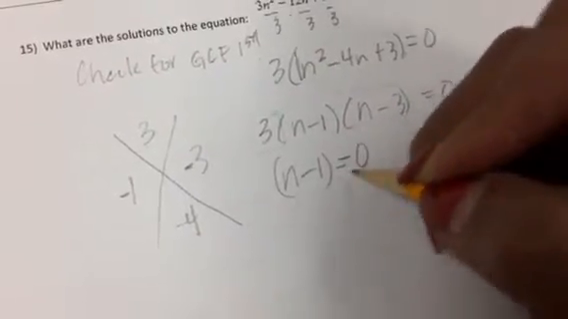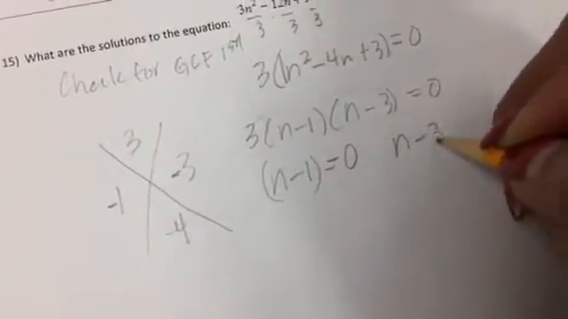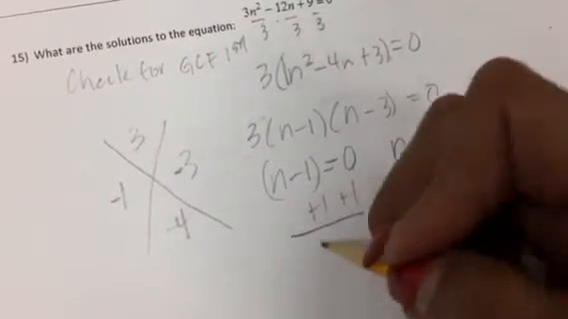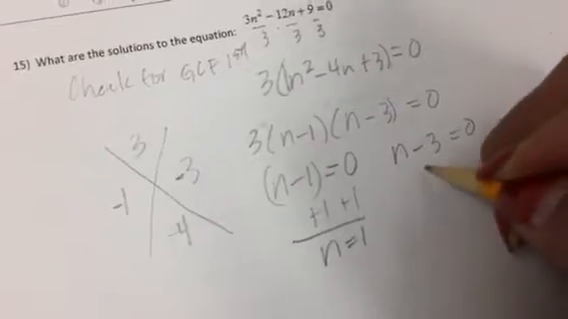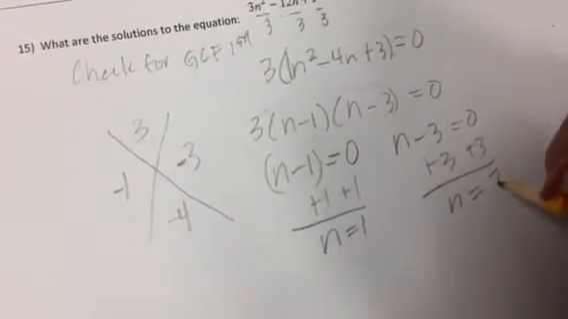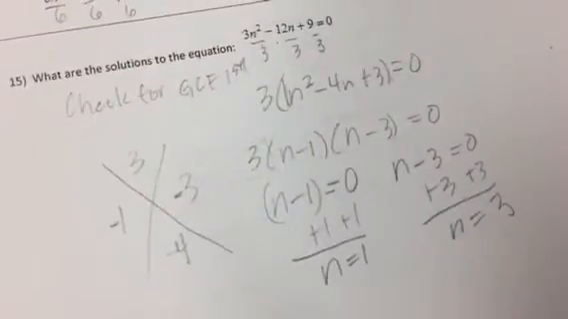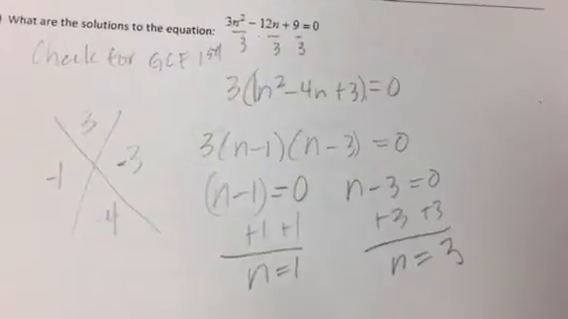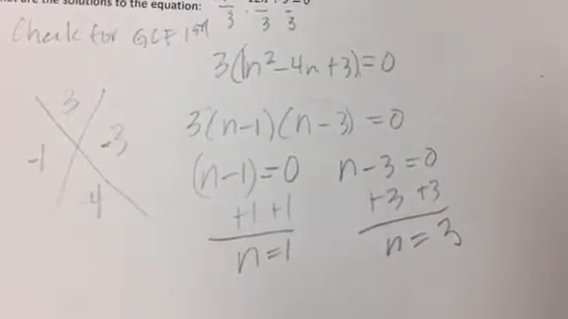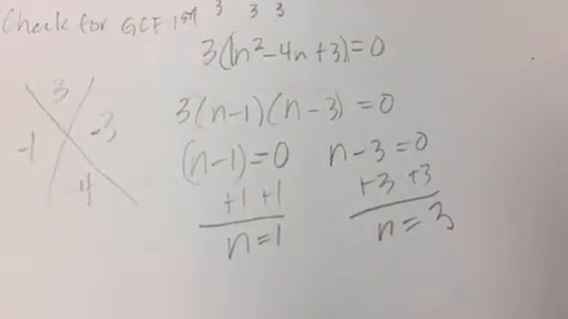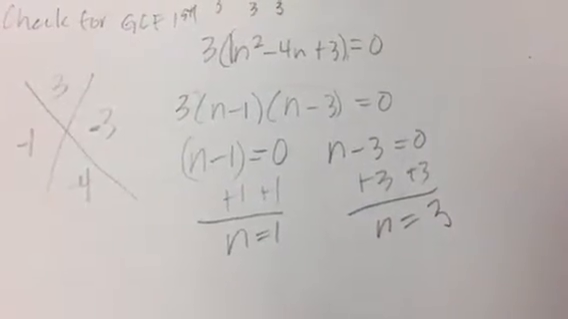So that means that I can write this as 3 times n take away 1 times n take away 3 equals 0. I don't really have to worry about this 3. I just need to worry about the n's. n minus 1 equals 0. I meant to drop those parentheses. You don't need them there. I'm going to add 1 to both sides. n equals 1. Add 3 to both sides. n equals 3.